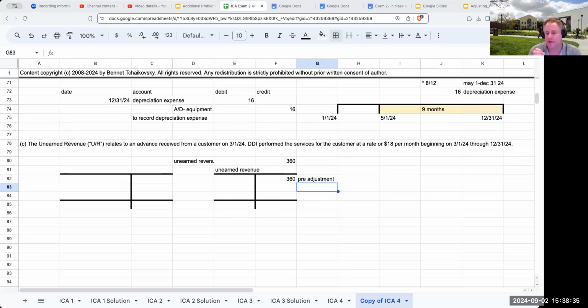what I need to say to myself is, okay, I've performed the services at a rate of 18 per month from March 1st through December 31st, or March, April, May, June, July, August, September, October, November, December, 10 months. So 18 at 10 means that I need to have consulting services revenue for 180.